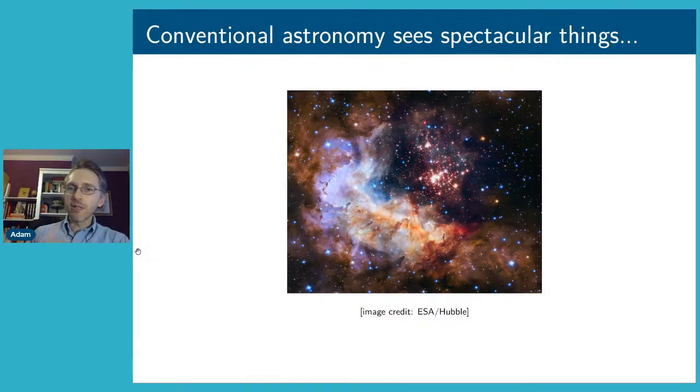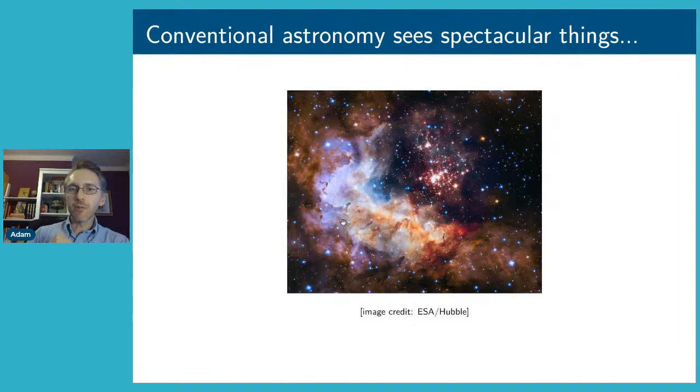Now, it might be something a little bit different than light. It might be electromagnetic waves that we can't see, like radio waves. But it's all coming from electromagnetic waves traveling through space from pretty crazy looking things like this.